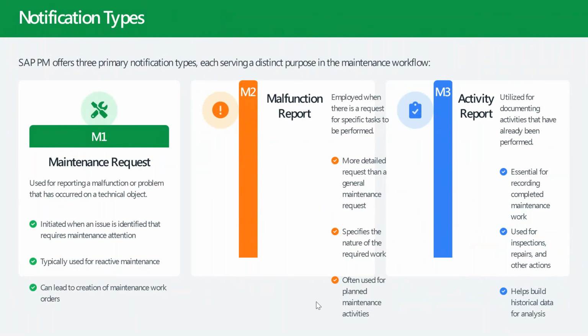And further is the activity report, that is M3, utilized for documenting activities that have already been performed. In this case, it is essential for recording completed maintenance work, used for inspection, repair, and other actions. It helps to build historical data for analysis. So many times in any organization, for any equipment whenever we need any inspection, in that case we can create activities which have been carried out for that particular inspection.